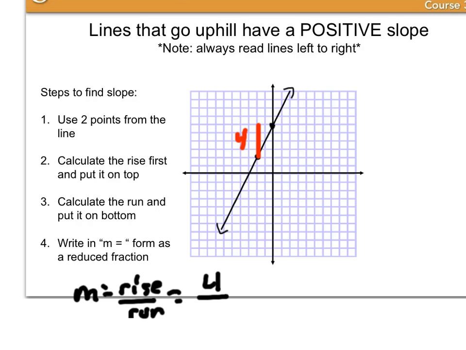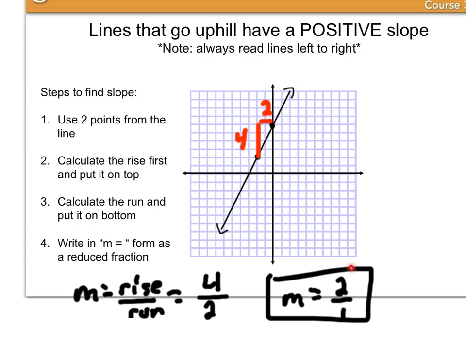And then my run should always go to the right, and it's always positive, so I'm going to run 1, 2. So my run is 2. Okay, so that was step 3, to put the run on the bottom. Step 4 is to write this in m equals form as a reduced fraction. So I'm going to put m equals, and I'm just going to reduce this number right here. And that reduces to 2 over 1. And yes, I want you to go ahead and put the 1 on the bottom instead of just writing it as 2, because when we talk about slope, we need to make sure we understand what the rise and the run are. So we should always have a top and a bottom number, even if the bottom number is 1. So m equals 2 over 1. This is a positive number, again, because my line goes uphill, so my slope should be positive.